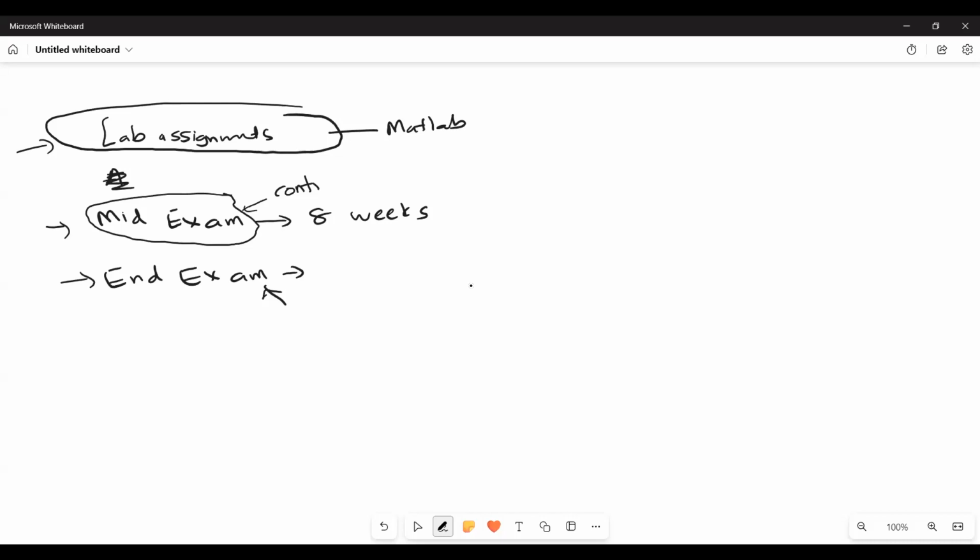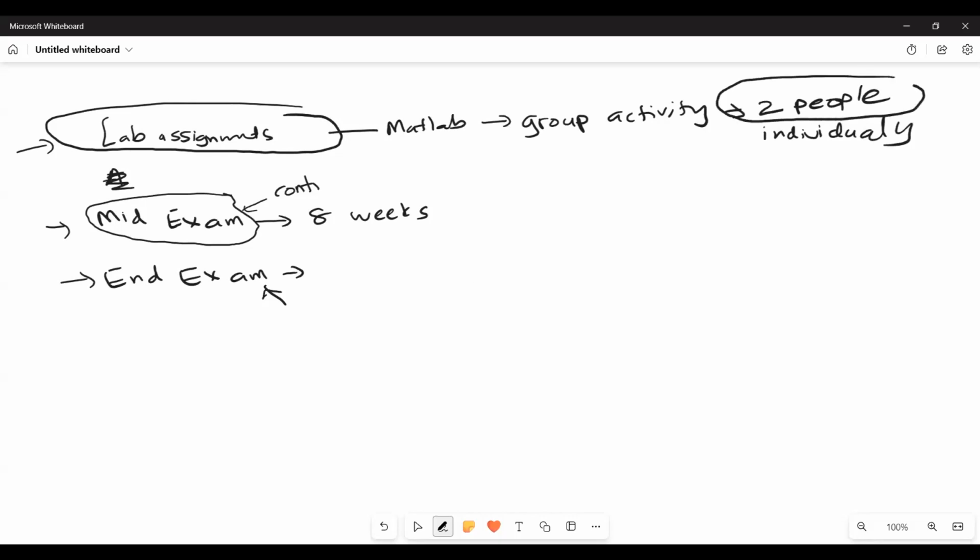Is it clear to you? Yeah, and the lab assignment is a group activity. You can get into groups of 2 people maximum, or else you can do it individually as well, and you can do the assignments.